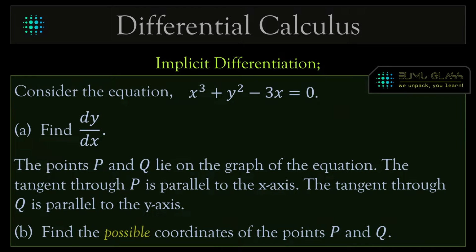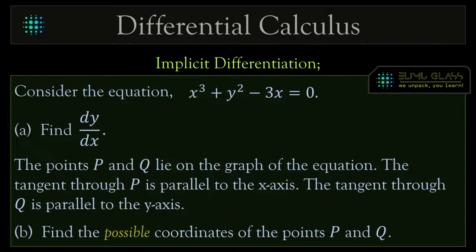In this question, we are asked to consider the equation x cubed plus y squared minus 3x equals 0. You can think of this as a relation or as a function. The first part is to find dy by dx, that is, to differentiate.